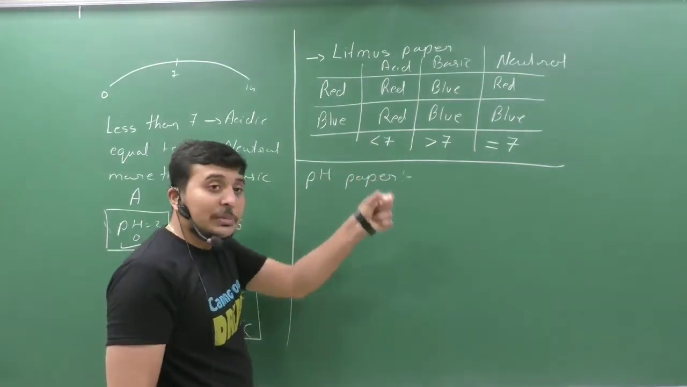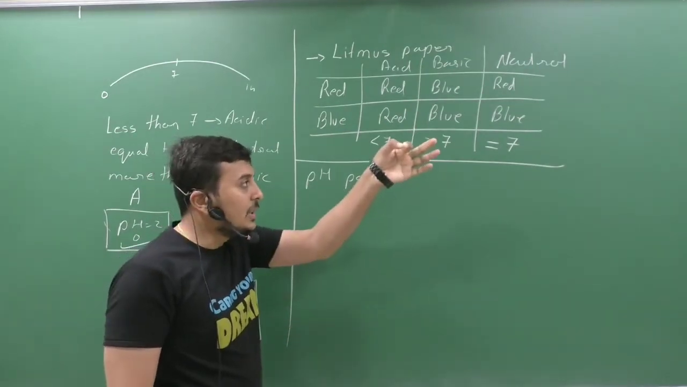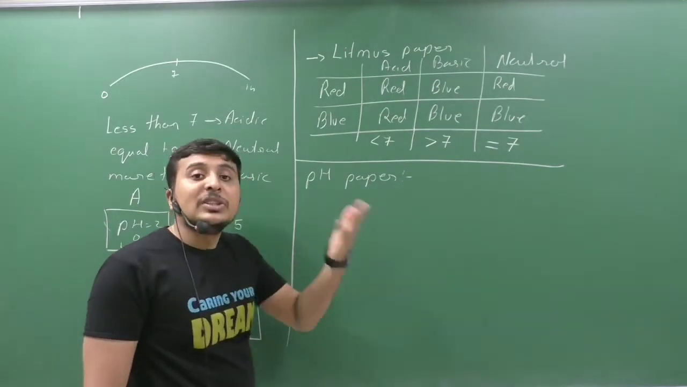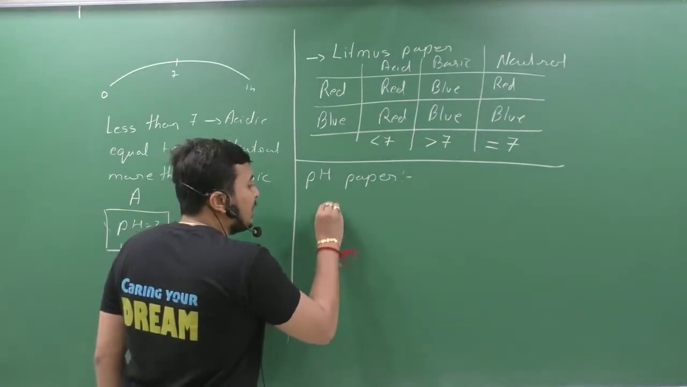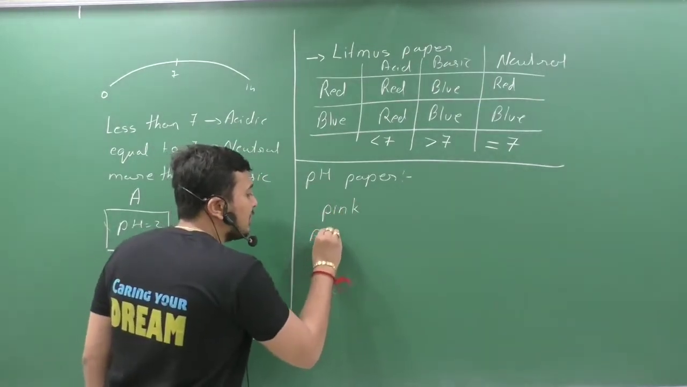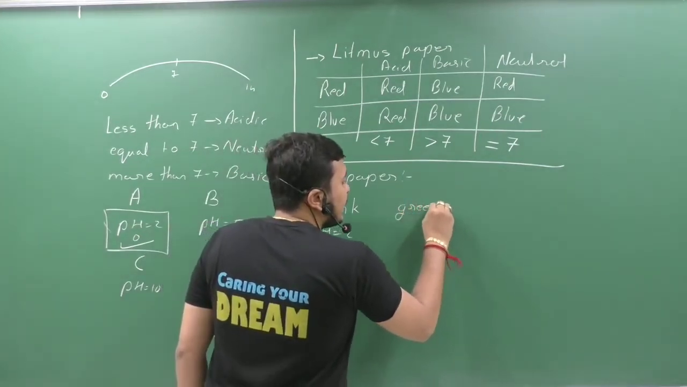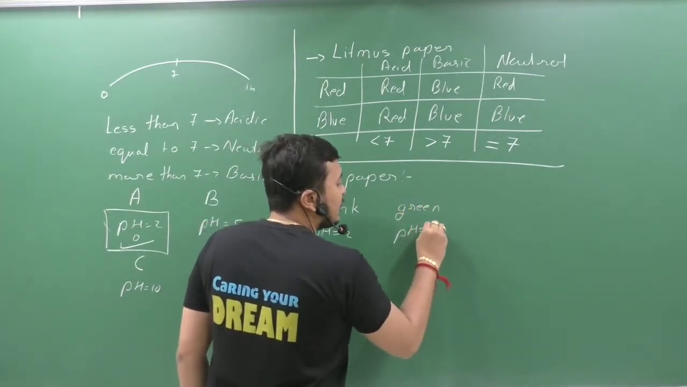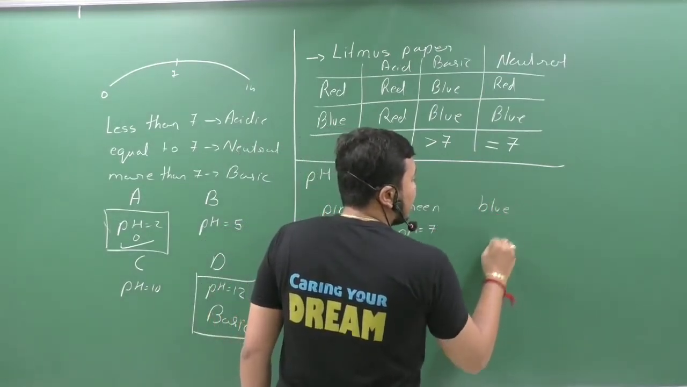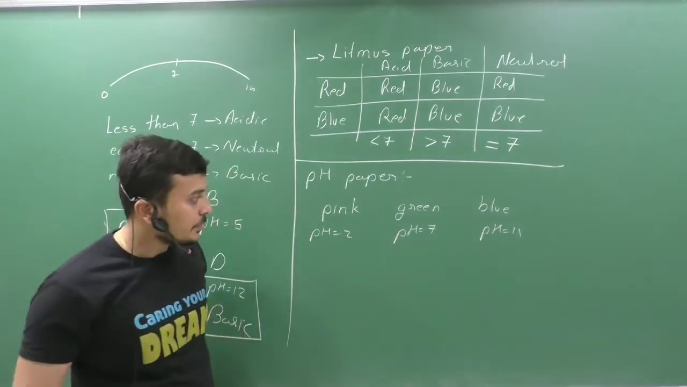Now as and when you dip the pH paper into the solution, the color of the paper changes. If the color turns out to be pink, then the pH of the solution will be equal to 2. If the color turns out to be green, then the pH will be equal to 7. If the color turns out to be blue, then the pH will be, suppose, 11 or more than 11. Clear?